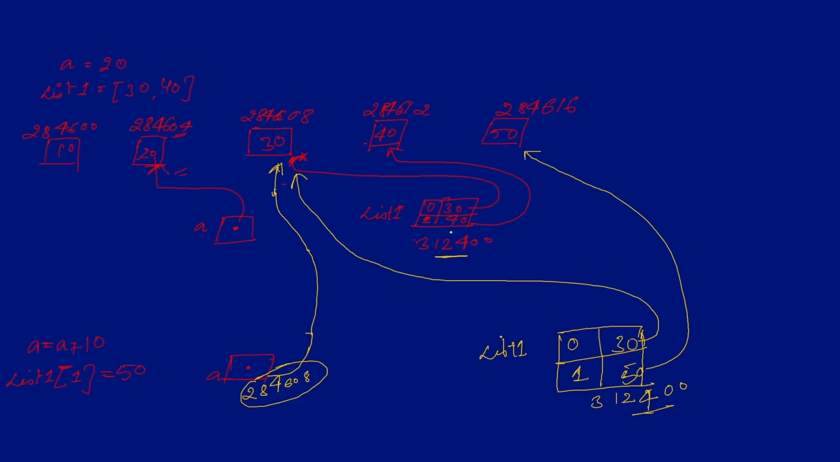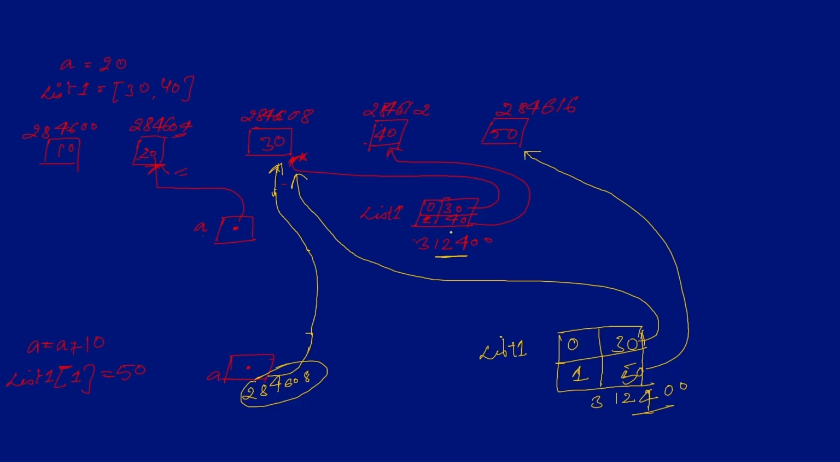So here we see that when we changed the value of A, the memory address it was referring to also changed, right? But for list, the memory address that it was referring to, that was 312400, it remained the same. I'll just repeat these lines again.